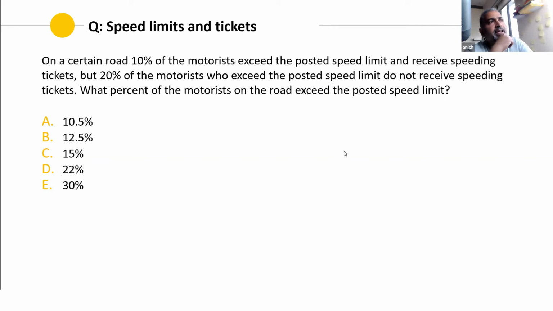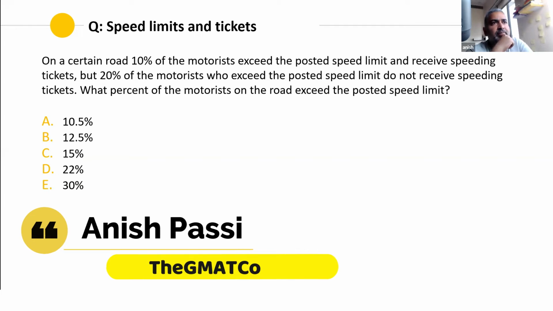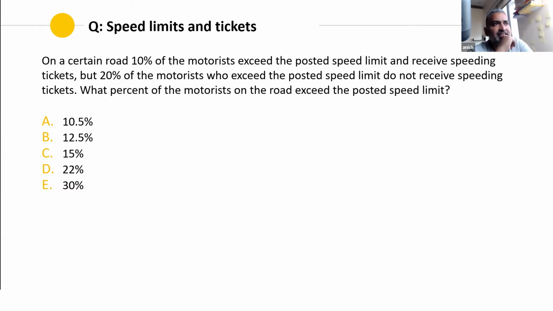On a certain road, 10% of the motorists exceed the posted speed limit. Let's take a pause. What does that mean? Actually, no, sorry. Posted speed limit and receive speeding ticket. Okay. And something else. So let's say there are a total of 100 cars, motorists on that road. Out of those 100 motorists, 10 do both these things. They exceed the speed limit and they receive tickets also.